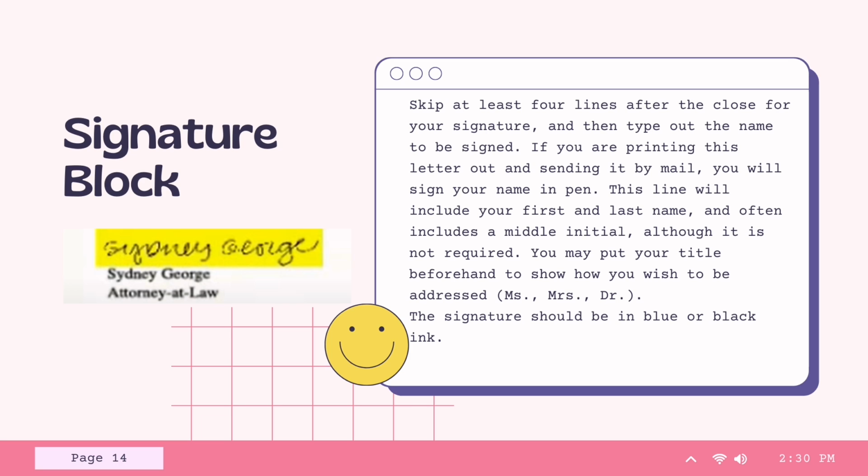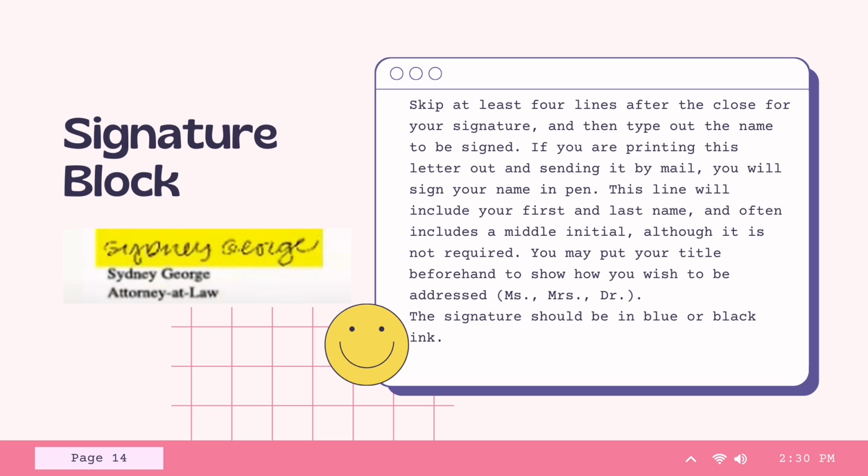And lastly, the signature block. Skip at least 4 lines after the close for your signature and then type out the name to be signed. If you're printing this letter out and sending it by mail, you will sign your name in pen. This line will include your first and last name and often includes a middle initial, although it is not required. You may put your title beforehand to show how you wish to be addressed, such as Miss, Mrs., or Doctor.